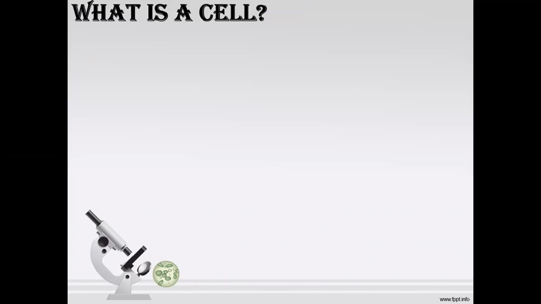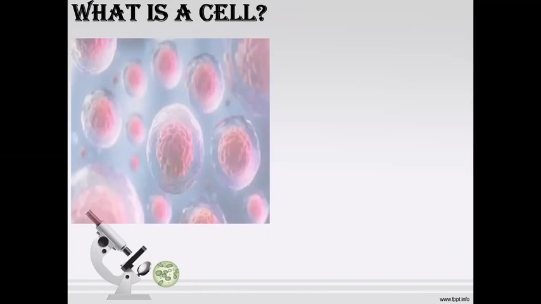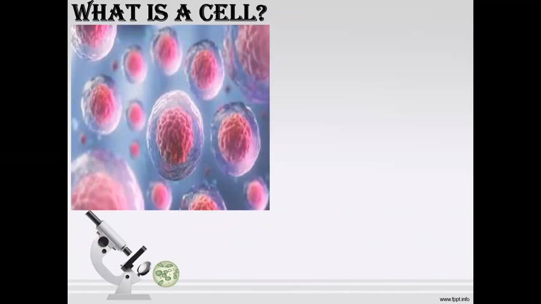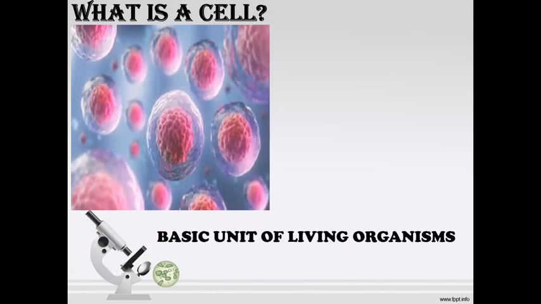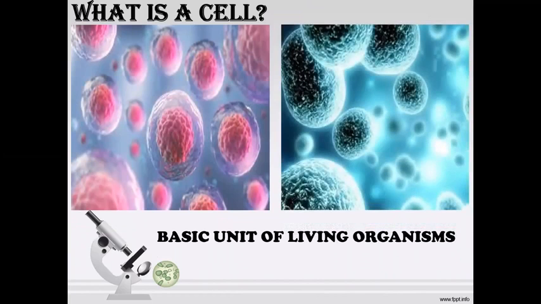What is a cell? A cell is the smallest unit of life. Cells make up living things and carry out activities that keep a living thing alive, thus called the basic unit of organisms. The cell is the smallest unit having all the properties of life.